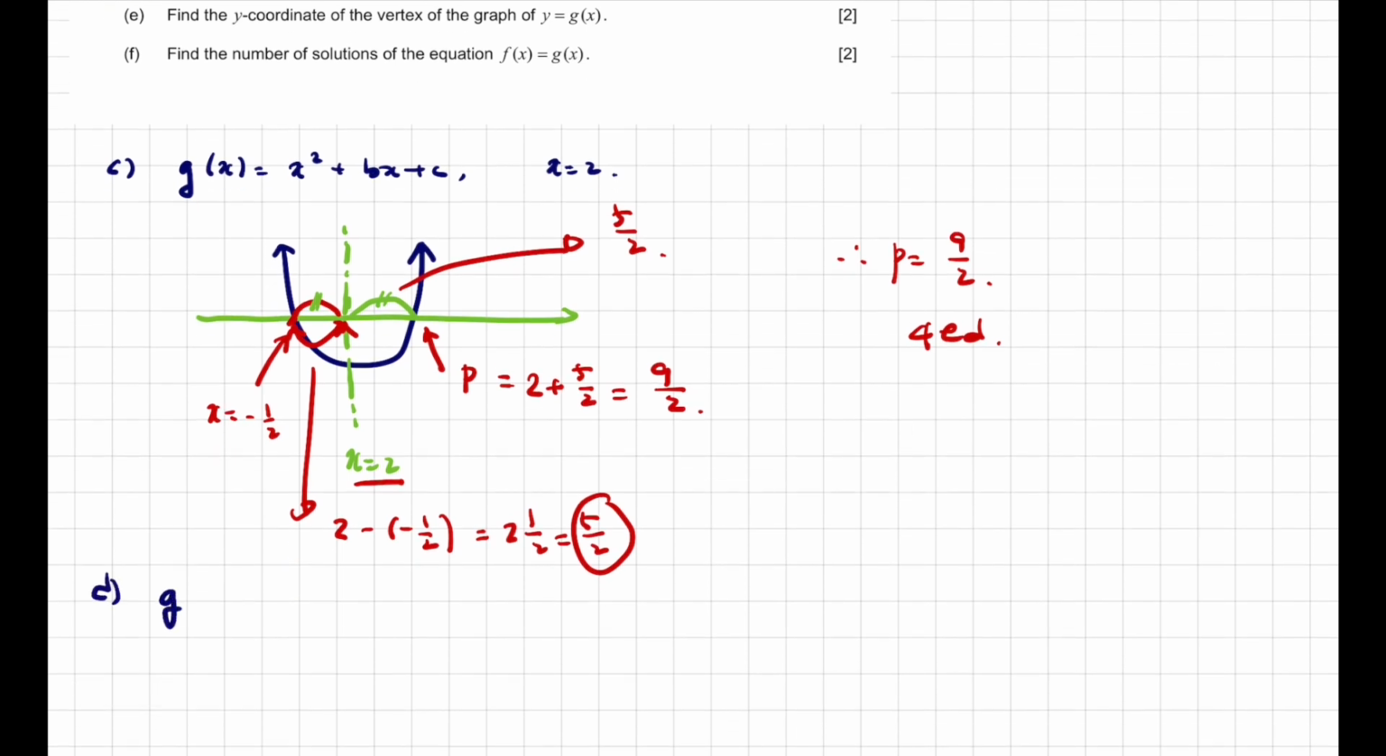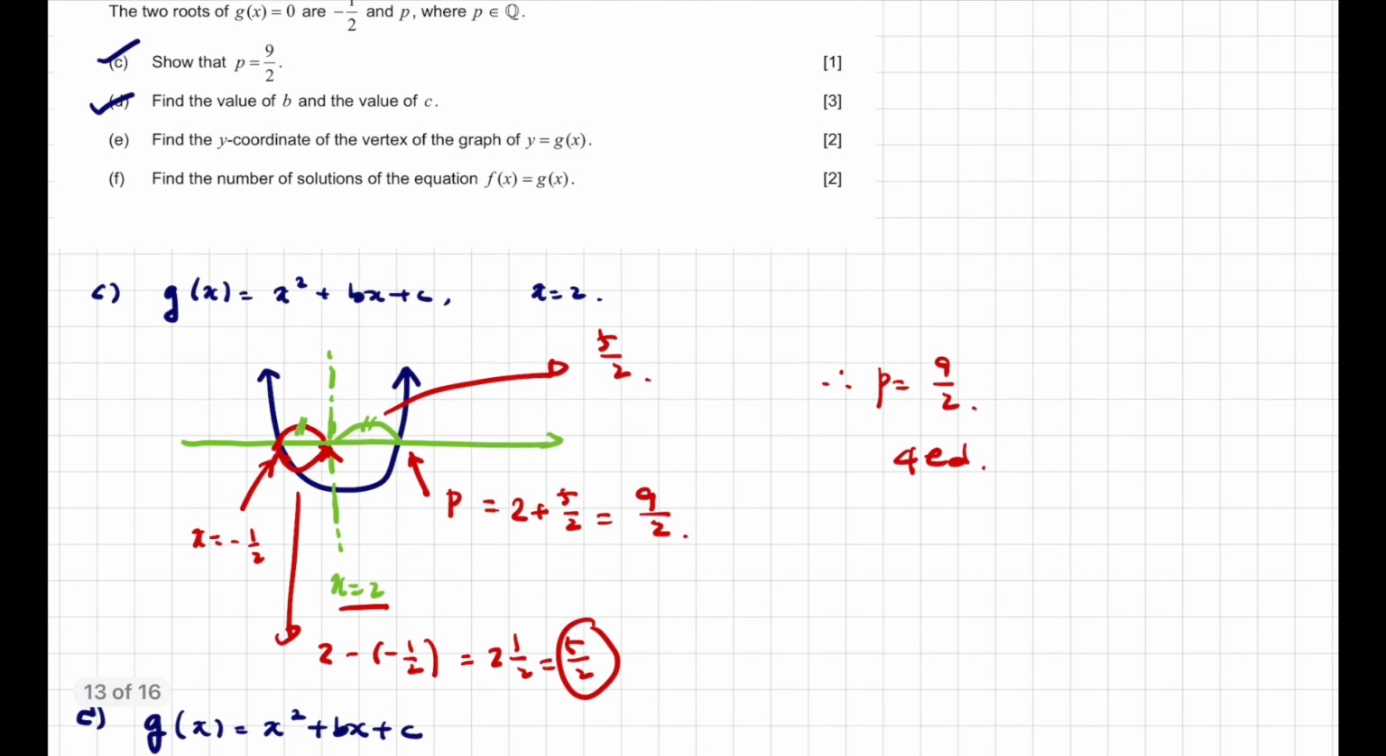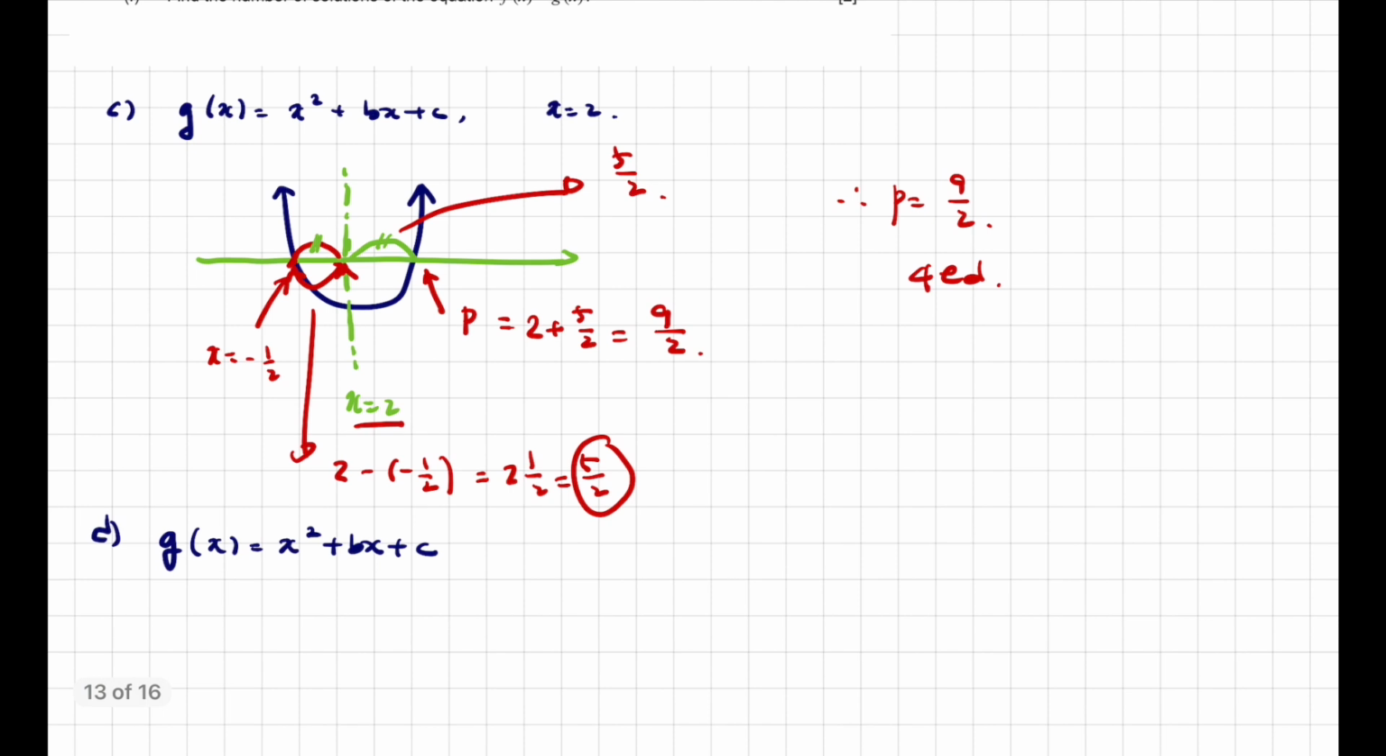So we are referring to x squared plus bx plus c. The value of b and the value of c refer to these two values, right? The coefficient of the second term and the constant term. We know the two roots, which are x equals negative 1 over 2 and x equals 9 over 2. These are the two roots that we have found from question C.